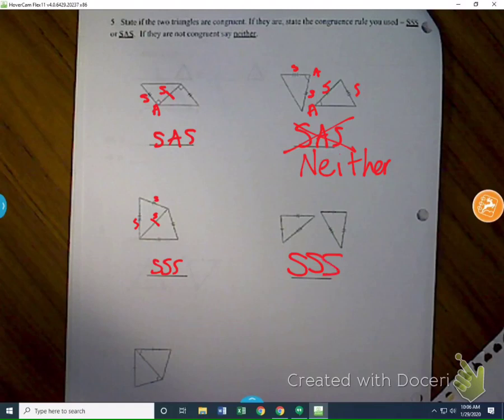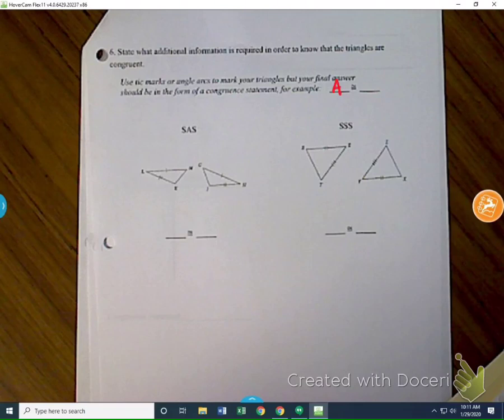Okay, the next one's tricky too. They're touching, so what should I put? Side. I should mark it. The hash. Okay, so let's do the top one. It's side, angle, side. But the other one, is that side, angle, side? No, so it's neither. The side would have to be touching that angle. It would have to be right there. But you could have put like AB is congruent to EF or something.